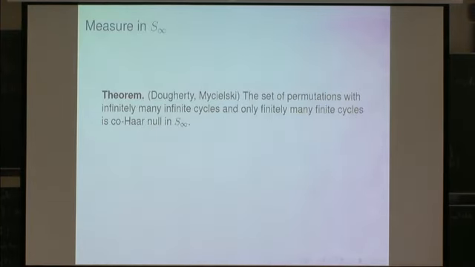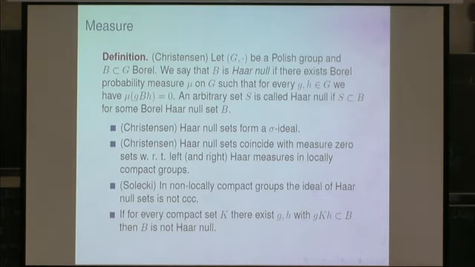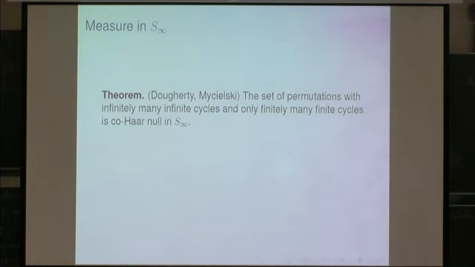And the first results about Christensen's Haar null sets in S infinity were proved by Dougherty and Mycielski. And so now it makes sense to say that some property holds almost surely, because there is a notion of almost everywhere or something like this. And Darji proved that almost every permutation in S infinity has infinitely many infinite cycles and just finitely many finite ones.